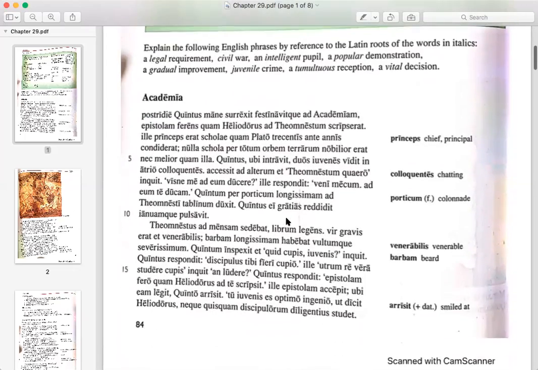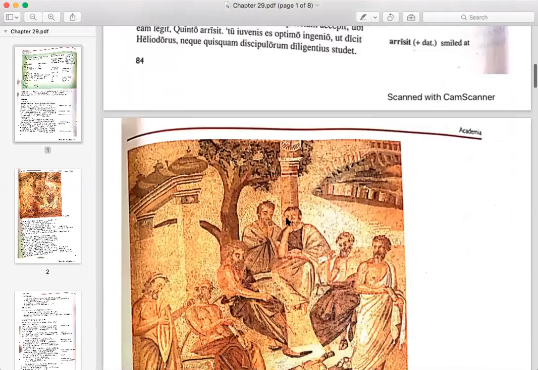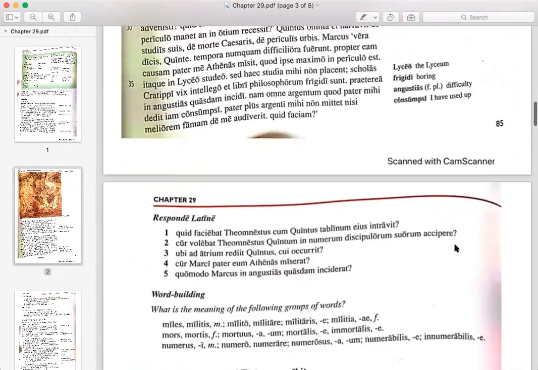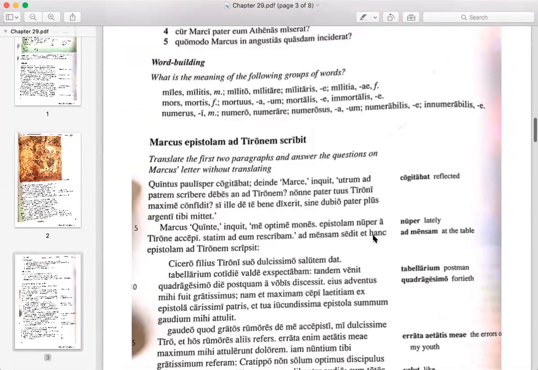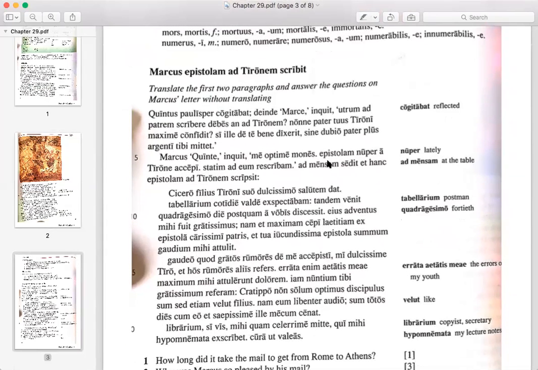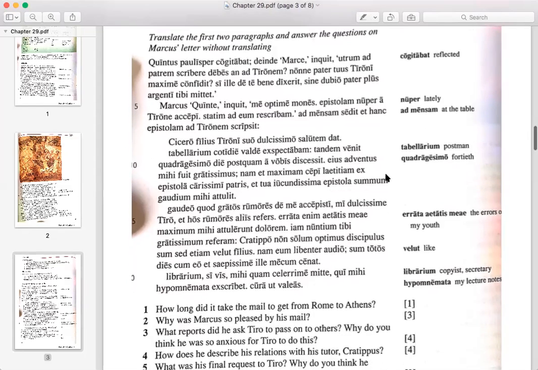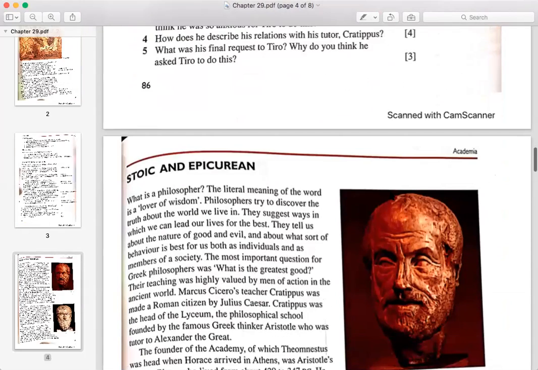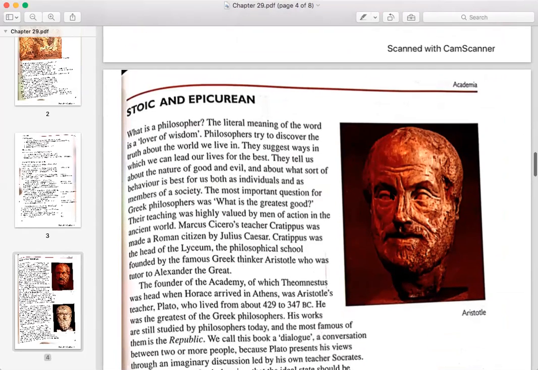Your Academia story is rather lengthy, so I have posted the comprehension questions to that. And then I did not require you to do the second story, Marcus Epistolam ad Tironem Scribit. It concerns Marcus, the son of Cicero, writing a letter to Tiro, whom you'll remember is Cicero's bestie. If you want to go ahead and read that, you are more than welcome to, but there's not an assignment over it. The culture for this chapter is about Stoicism and Epicureanism.